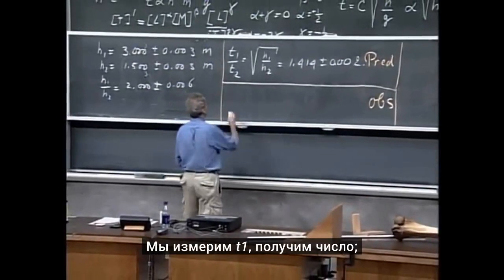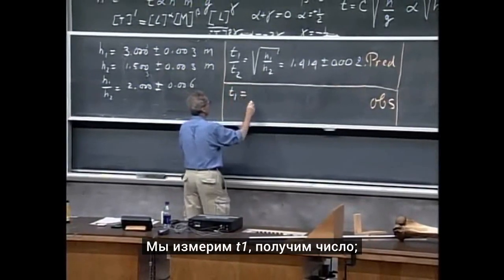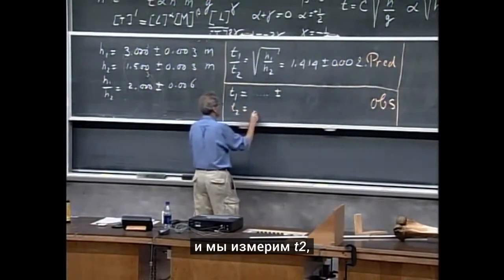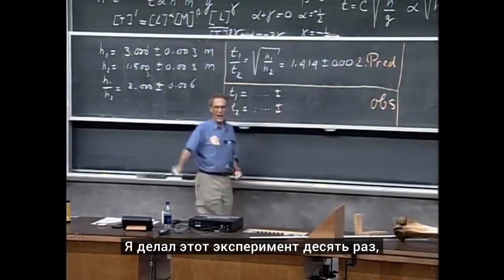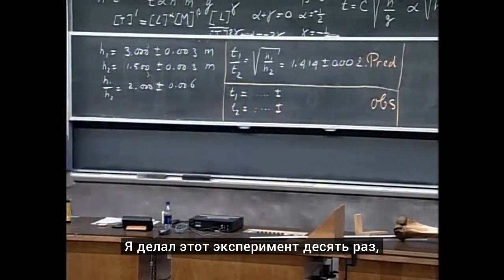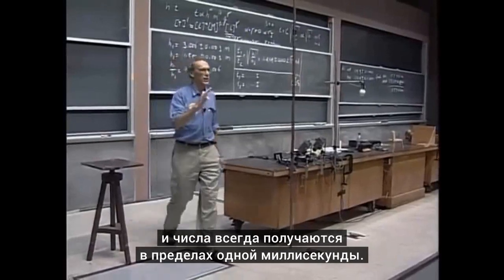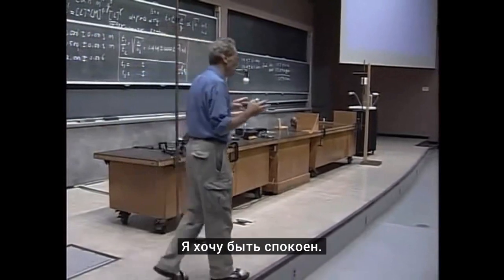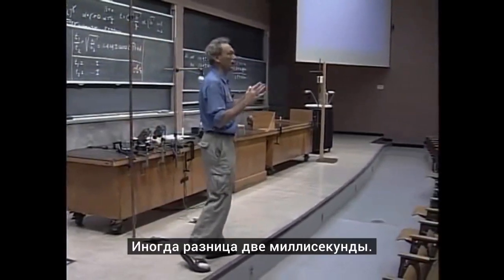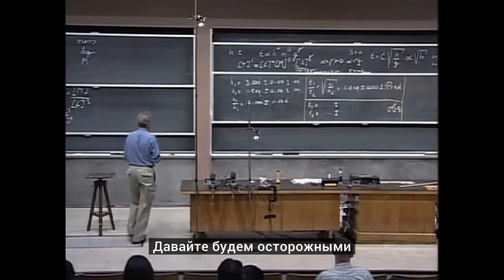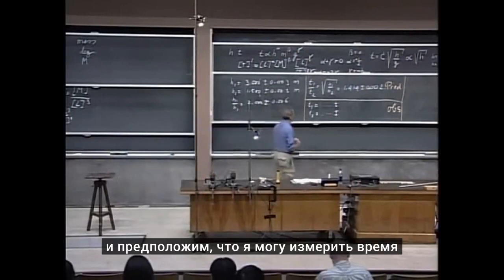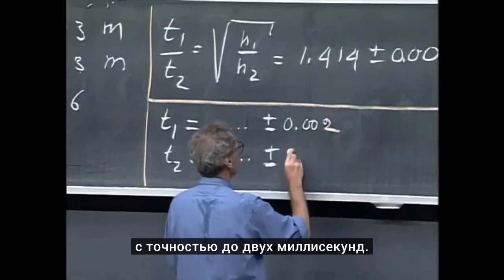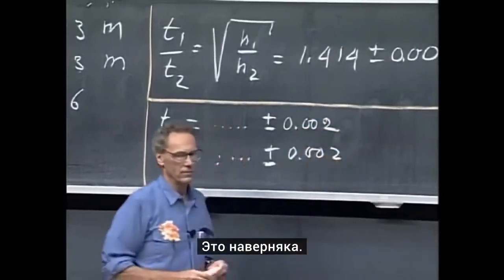So we're going to measure T1, and there's going to be a number, and then we're going to measure T2, and there's going to be a number. I have done this experiment 10 times, and the numbers always reproduce within about 1 millisecond. So I could just adopt an uncertainty of 1 millisecond. I want to be a little bit on the safe side. Occasionally, it differs by 2 milliseconds. So let us be conservative, and let's assume that I can measure this to an accuracy of about 2 milliseconds. That is pretty safe.